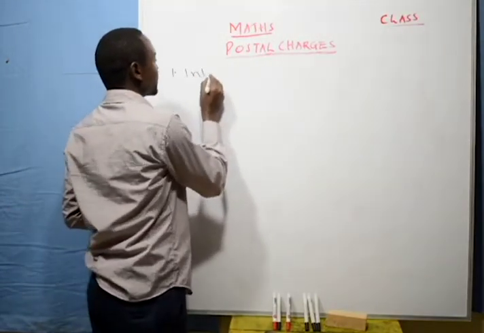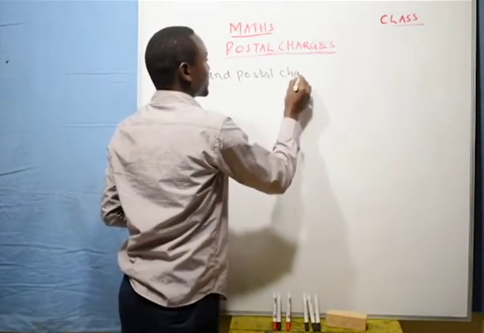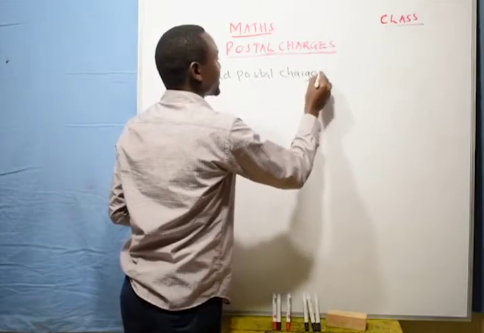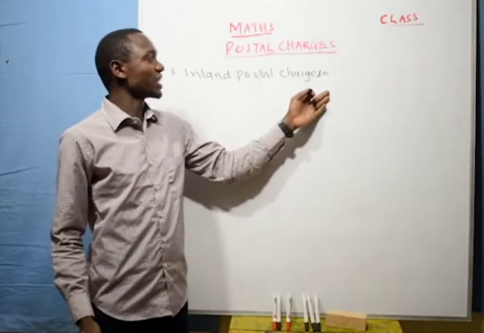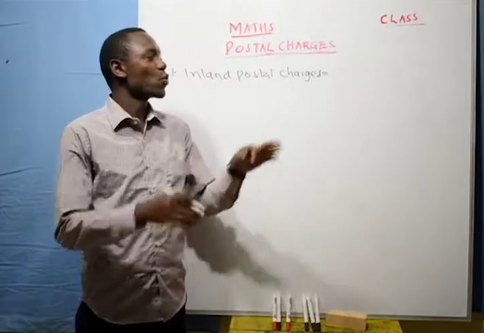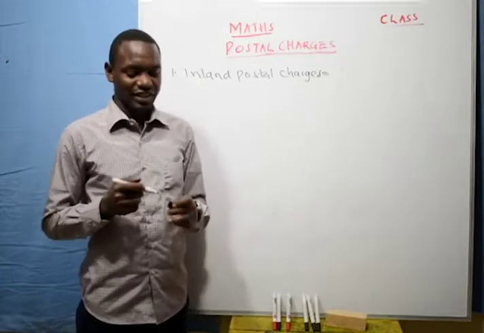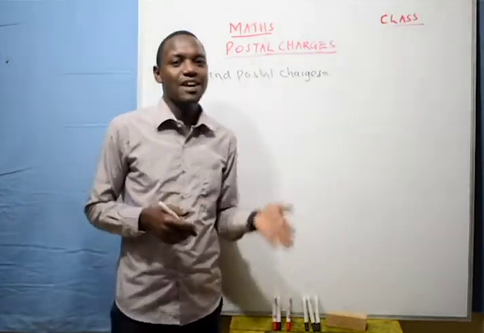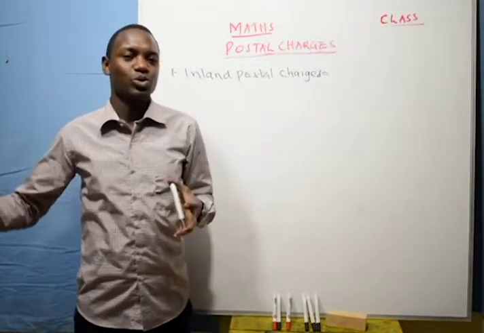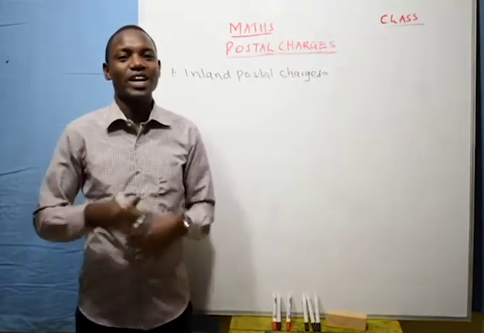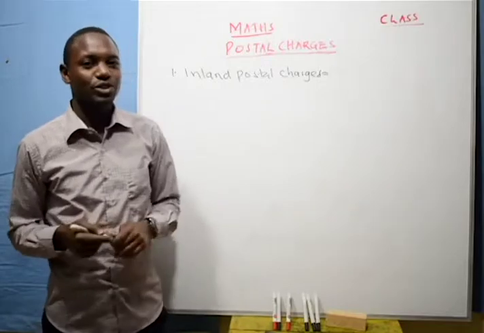We have inland postal charges. These are postal charges charged on sending items or parcels within one country. For example, if you are in Kenya, you can send a letter from Nairobi to Mombasa, or from Kisumu to Nairobi or to Siaya or any other part of the country, but within the same country. That is what we call inland postal charges.